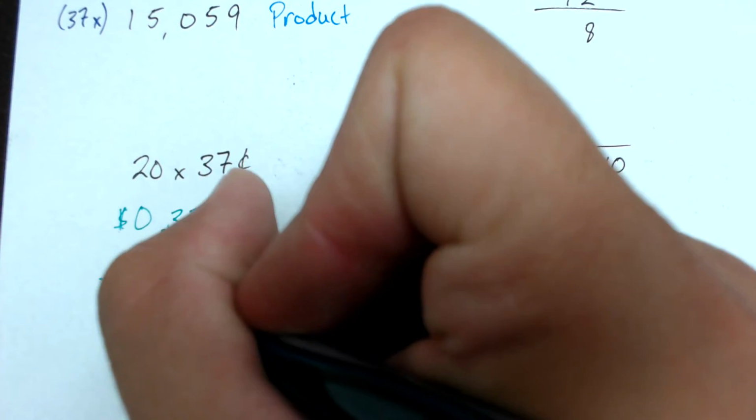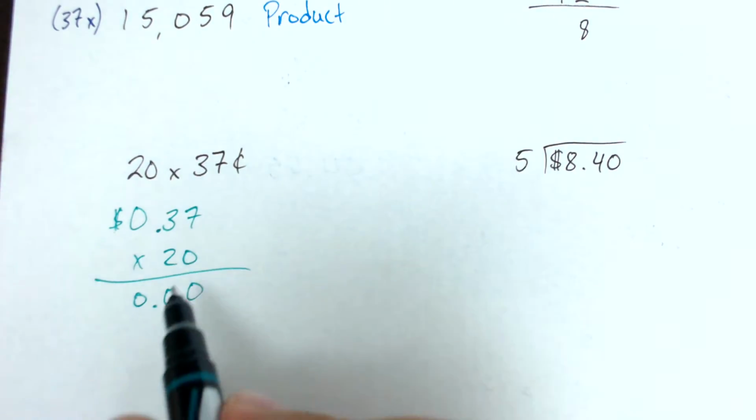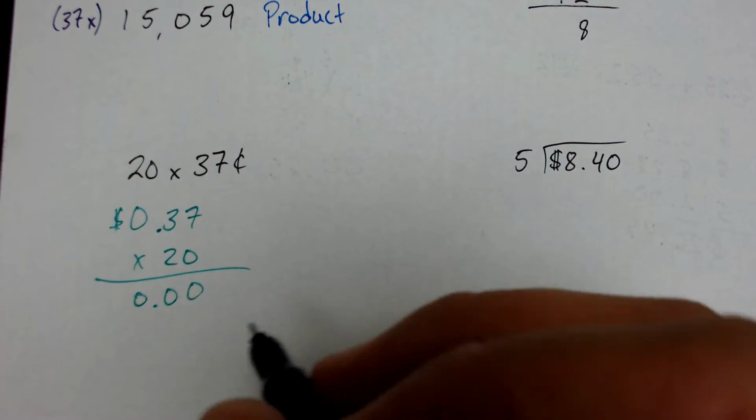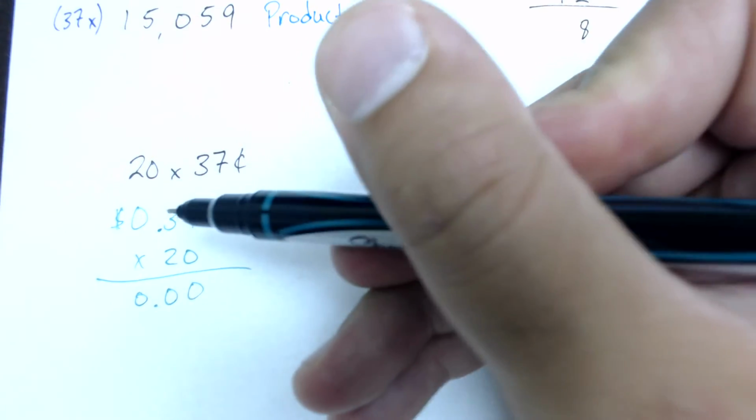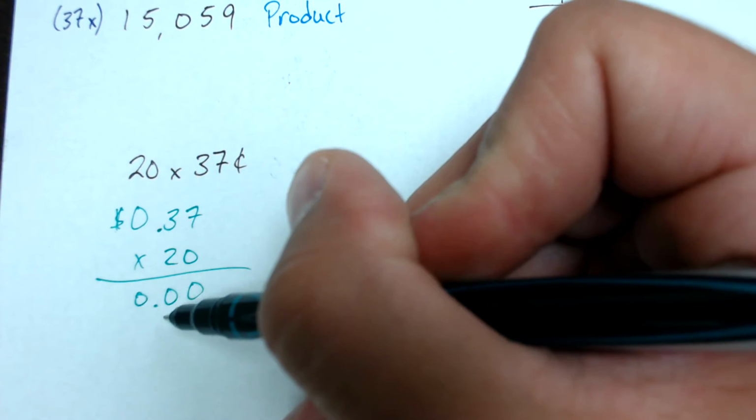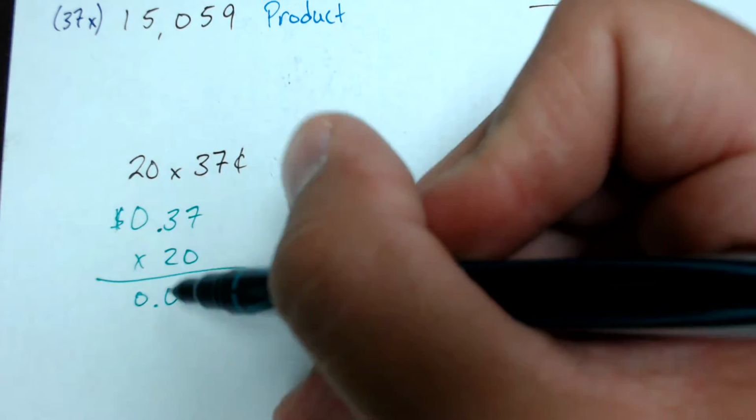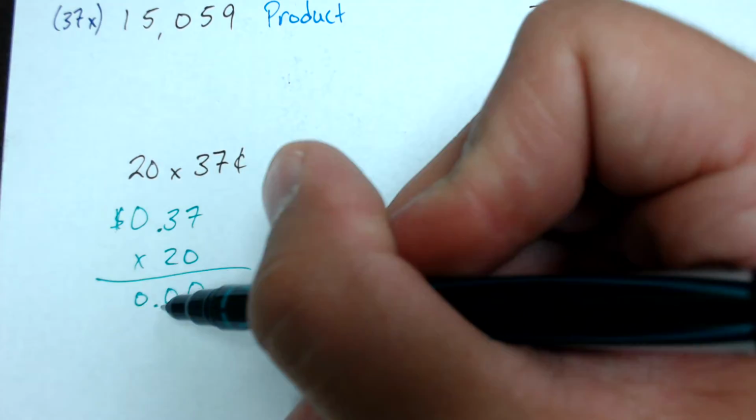0 times 7 is 0, 0 times 3 is 0, 0 times 0 is 0. So 0 times that is equal to $0.00. And notice what I did there with the decimal point. I'm constantly taking this decimal point. Whoops, my thumb is in the way. I'm taking this decimal point and I'm dragging it down to my answer. So as soon as I wrote 0 cents, take that decimal point, drag it down.